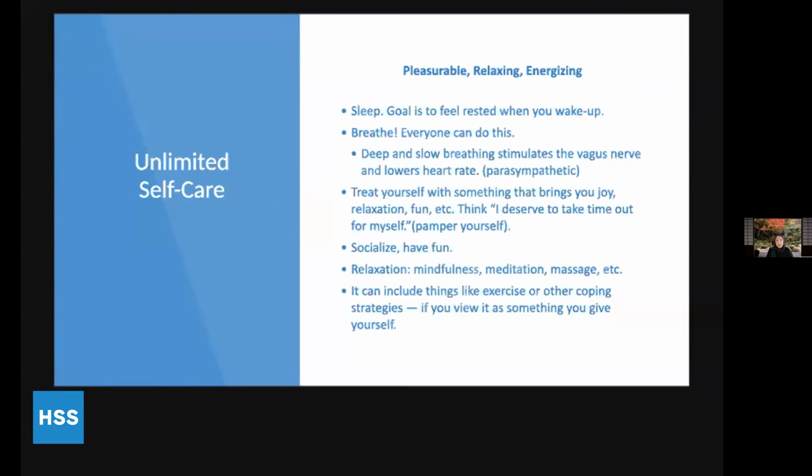Oversleeping is not good for you either, and it can cause health problems such as diabetes, heart disease, obesity, and depression. Adults typically need between 7 and 9 hours of sleep, so pay attention to how you feel when you wake up. The goal is to feel rested and refreshed.